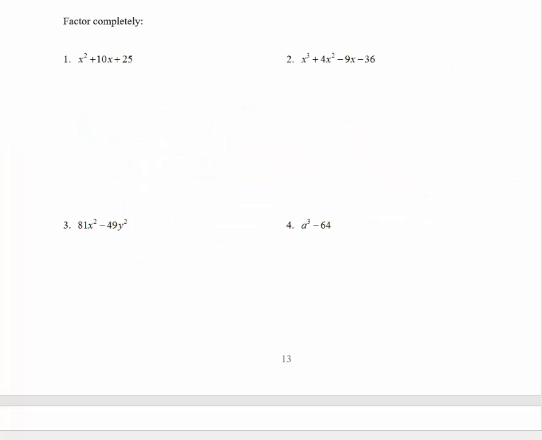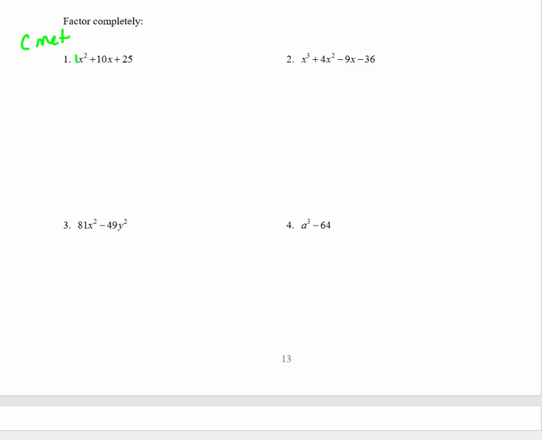Factor completely. Number 1, x squared plus 10x plus 25. So I suggest you have that first page where you filled out all the different options in front of you as we go through this. On number 1, we have 3 terms, so it's either the C method, the AC method, or perfect squares. If we look in front of the x squared, we see that the leading coefficient is 1, so this would just be the C method.